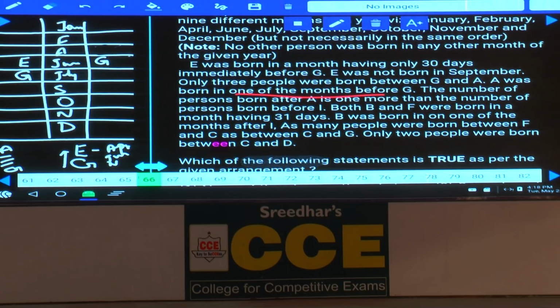And in the second case, A must be in the month of Jan. A is in the month of Jan. Now in between A and G there must be exactly 3 and A is before this one. Hence what is the other possibility left over here? Finally we are left with E in the month of November. If E is here, then G will be here. Now between G and A, 1, 2, 3 and A must be in the month of July. Done with this?